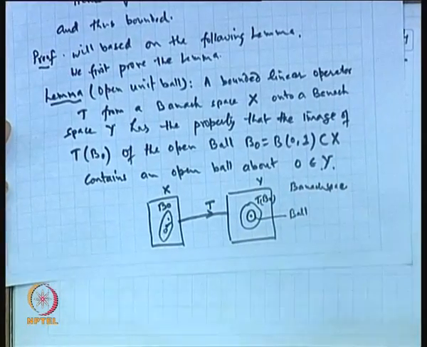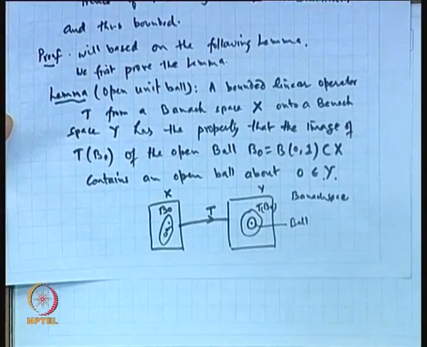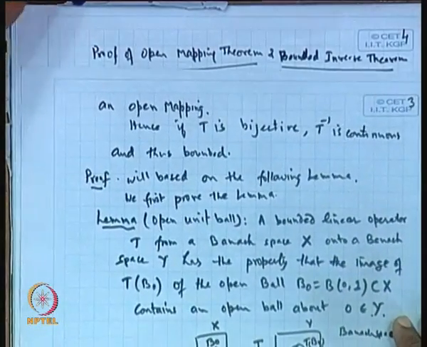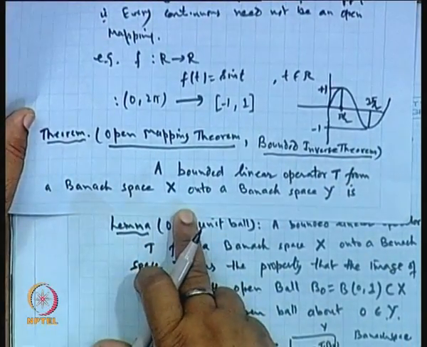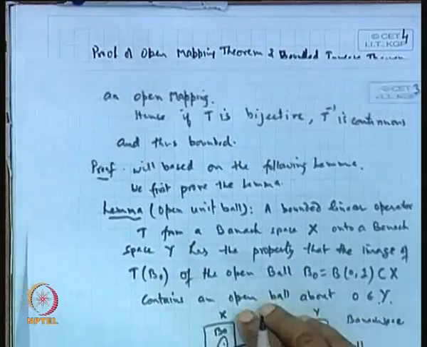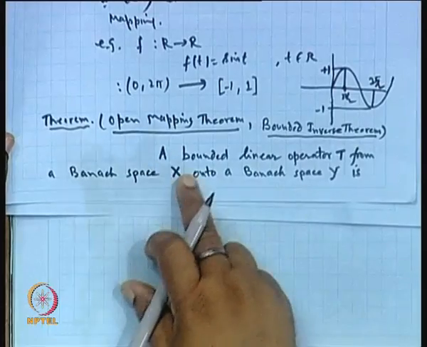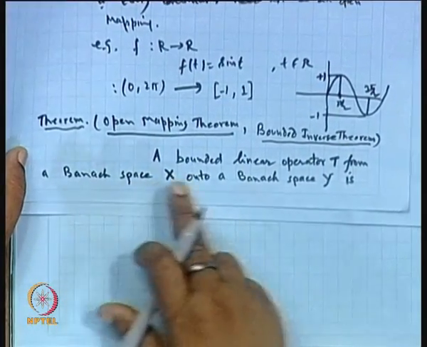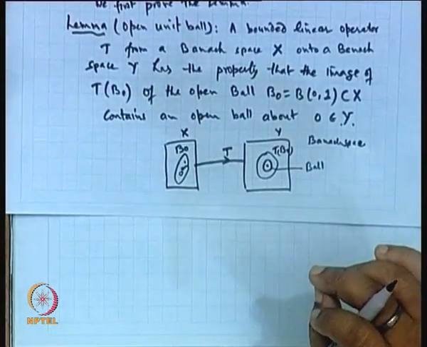And let us see the first proof of this, then we will go for the proof of the lemma. So, what is required to prove in case of open mapping? We want to show that a bounded linear operator T from Banach space X onto a Banach space Y is an open mapping. It means if I pick up an open set in X, then the image of this open set under T must be open. That is what we wanted to show.